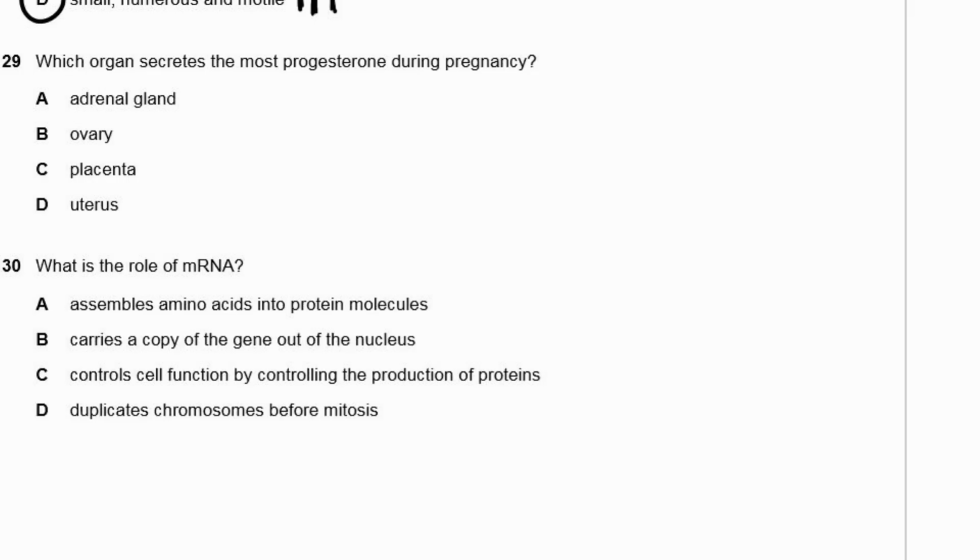Question 29. Which organ secretes the most progesterone during pregnancy? Is it the adrenal glands? No, adrenal glands produce adrenaline. The ovary, no, they produce some progesterone before pregnancy, and some estrogen, but they don't produce it during pregnancy. The placenta, during pregnancy, that's what produces the majority of the progesterone. And the uterus, no, that doesn't produce progesterone. The uterus is just the place that grows so that the baby can have somewhere to grow.